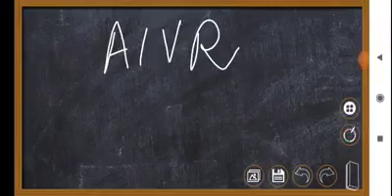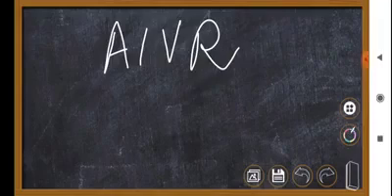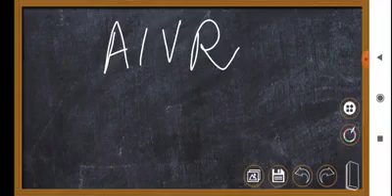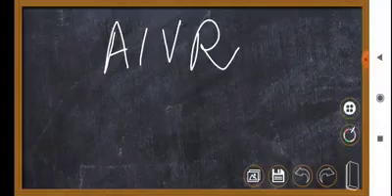Bismillahirrahmanirrahim. In this video, I am going to discuss the features of accelerated idioventricular rhythm. Now, what is accelerated idioventricular rhythm? It's actually a rhythm arising from the ventricles, but the rate is between 50 to 110 beats per minute.